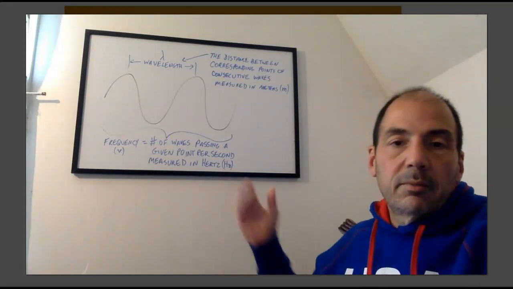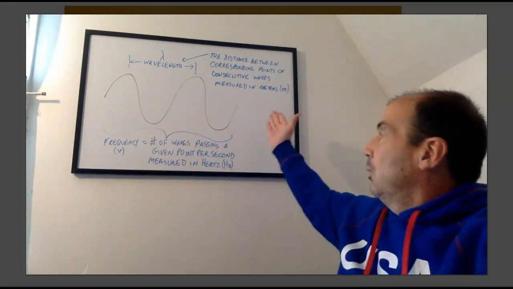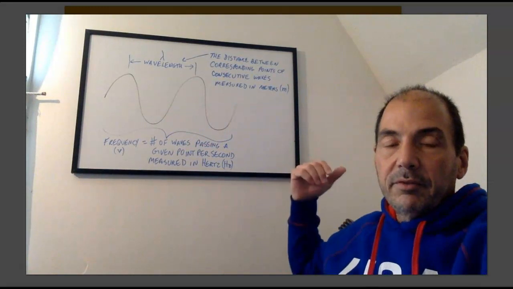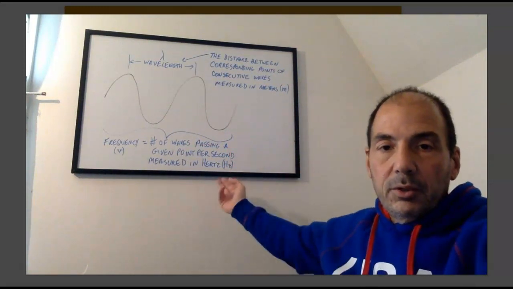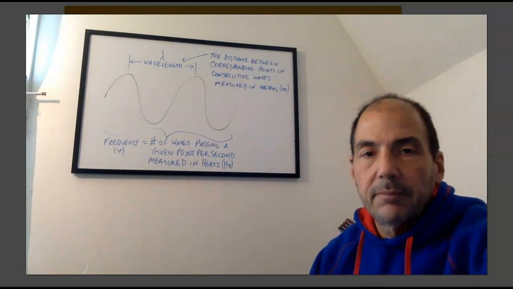Frequency is defined as the number of waves passing a given point per second. So if this time frame on the board represents 2 seconds, I would say the frequency is 2, and the units are called hertz, although hertz really just means per second.